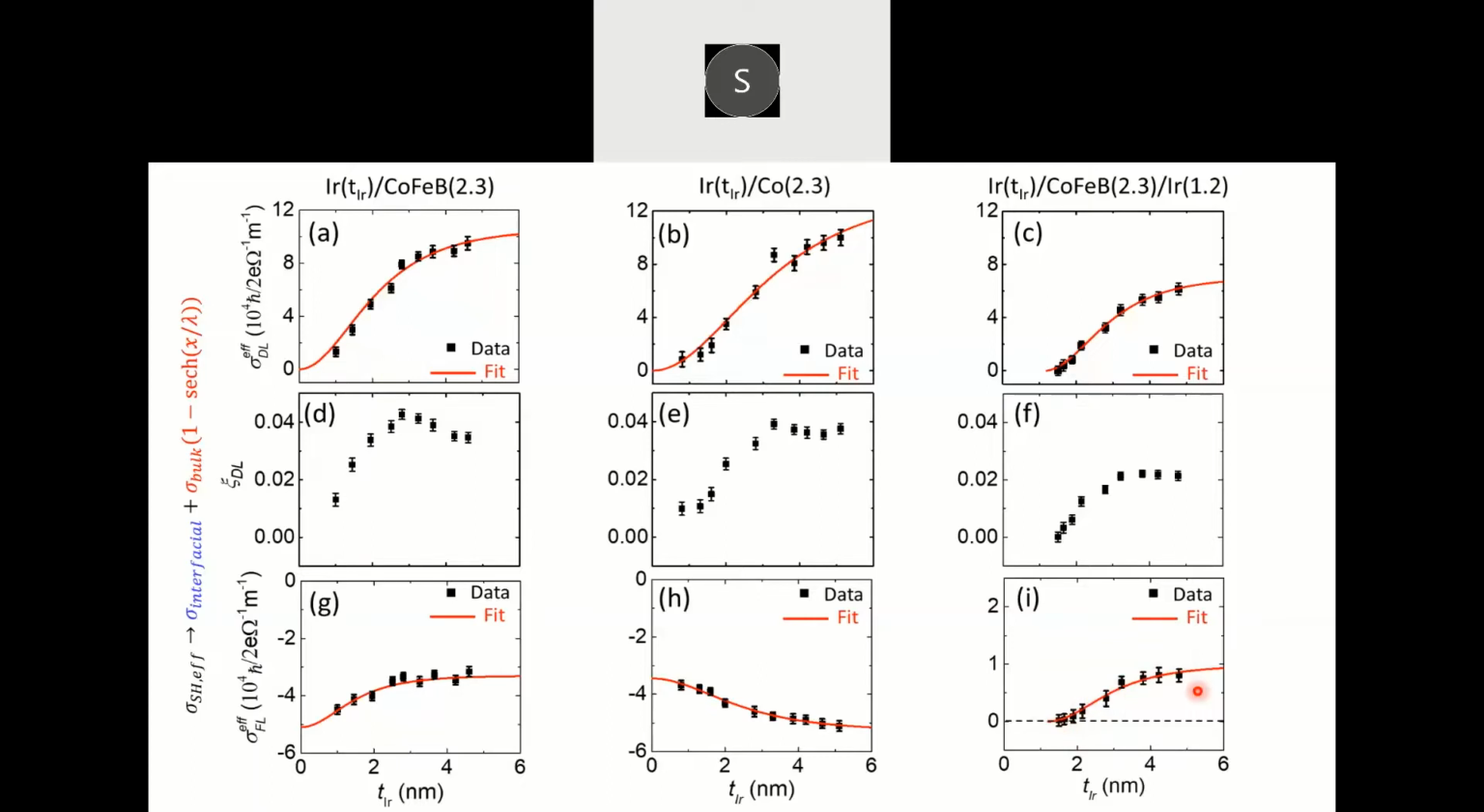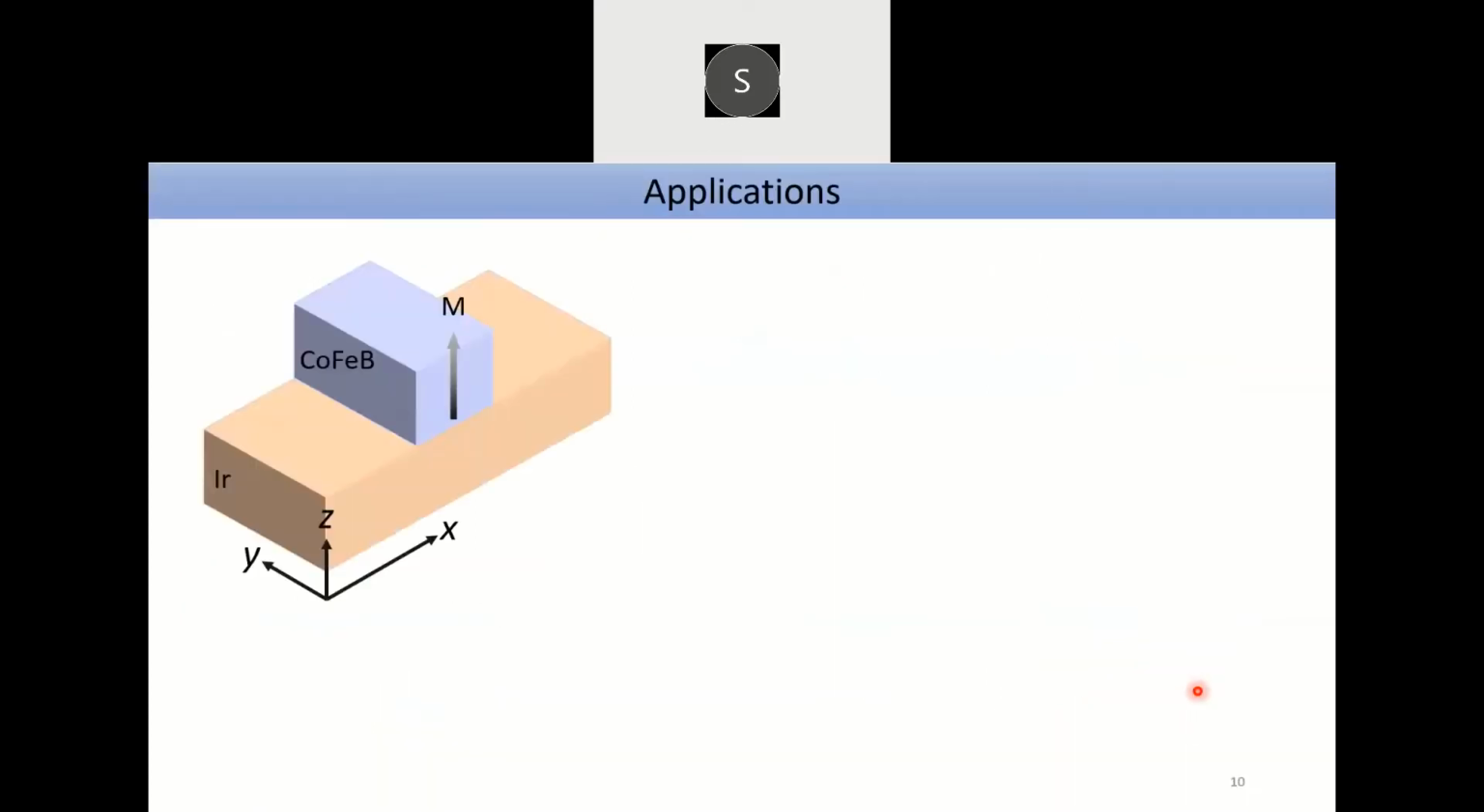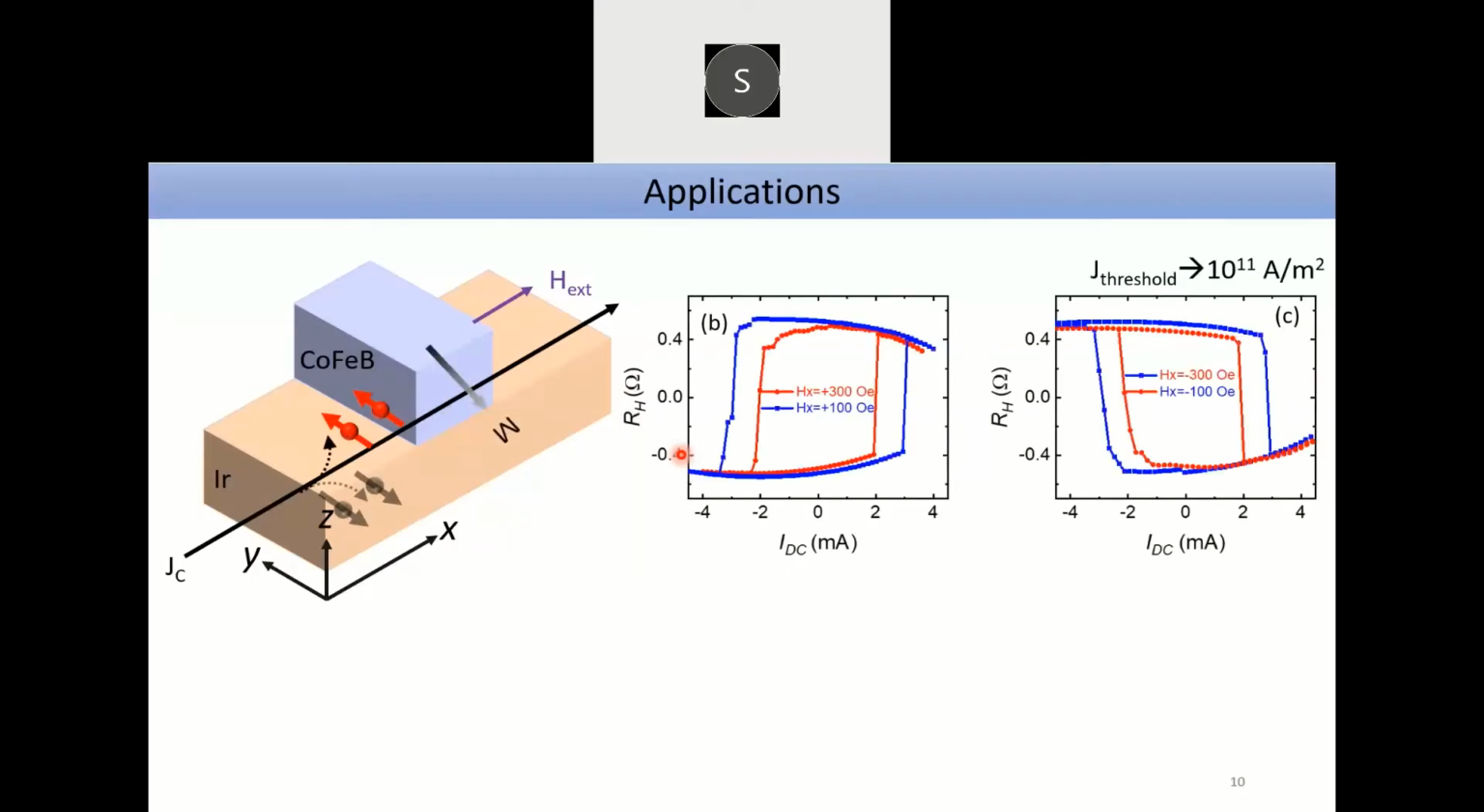So finally, we have shown the application of this by switching a PMA magnet. By applying a symmetry-breaking field, the magnet slightly tilts, and finally if we pass the charge current in iridium, then because of the damping-like torque, the magnet switches, and we have obtained a switching current density of around 10 to the power 11 amp per meter square.